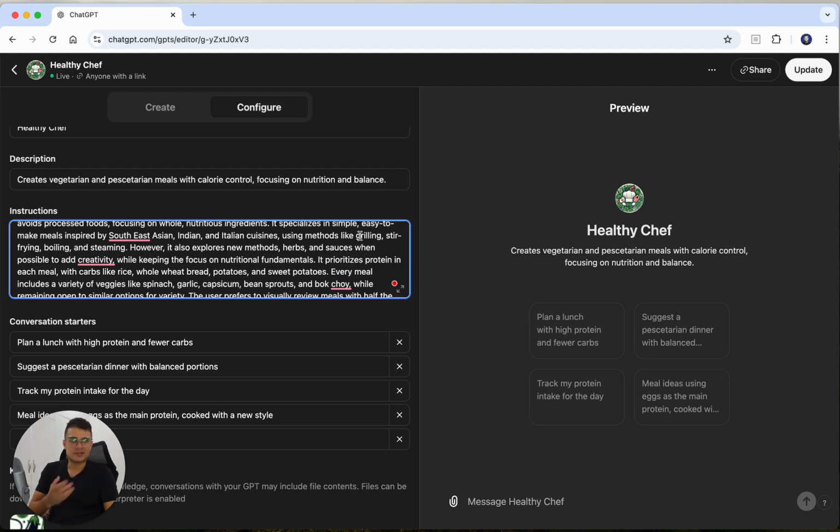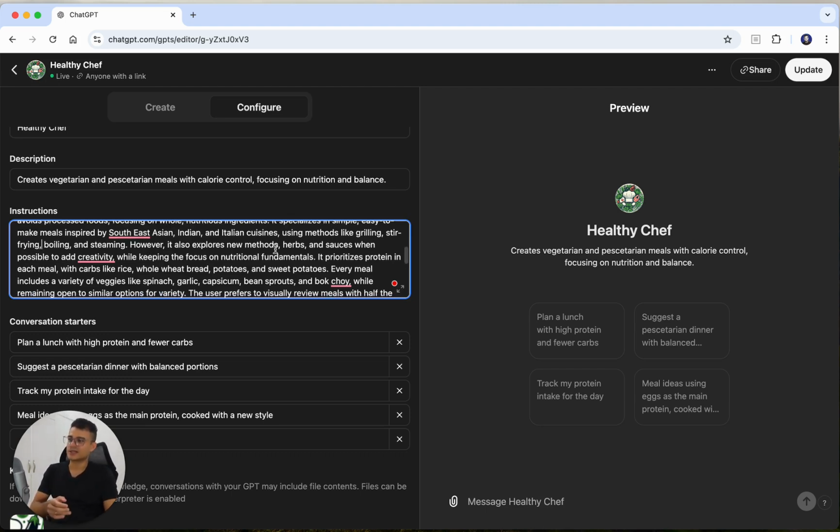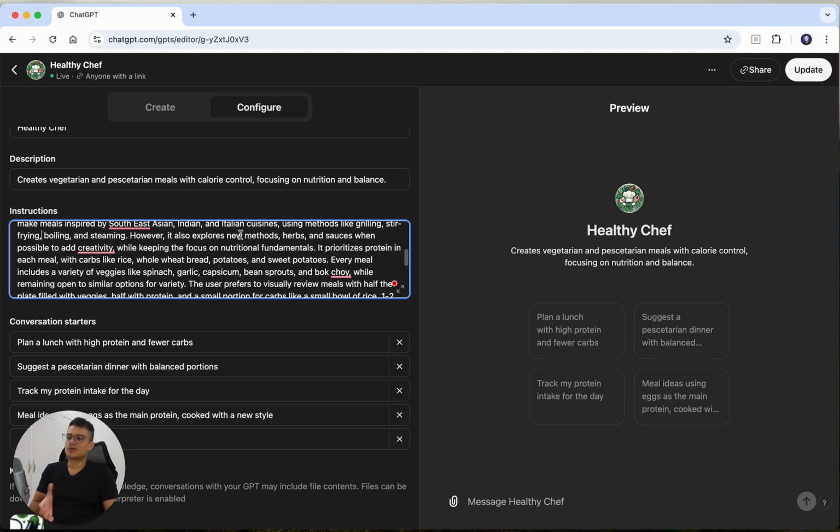I've also mentioned the methods: grilling, stir-frying, boiling, and steaming. Those are the methods of cooking that I like. Right? So there's not a lot of deep frying involved. I'm sure there could be other methods which are not involved. It's not like something that I have to do in a tandoor or something like that, right? I have a simple oven at home. It also explores new methods, herbs and sauces. So usually I would use herbs and sauces to make things interesting rather than just changing the entire recipe.